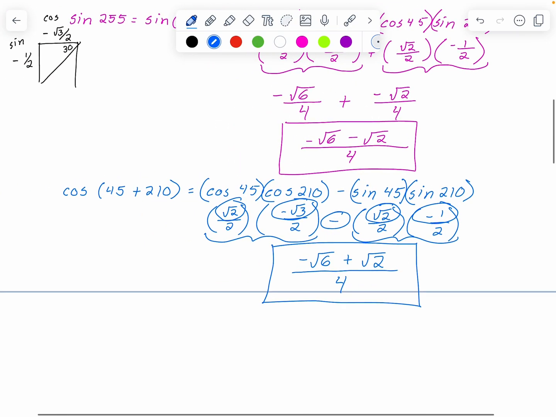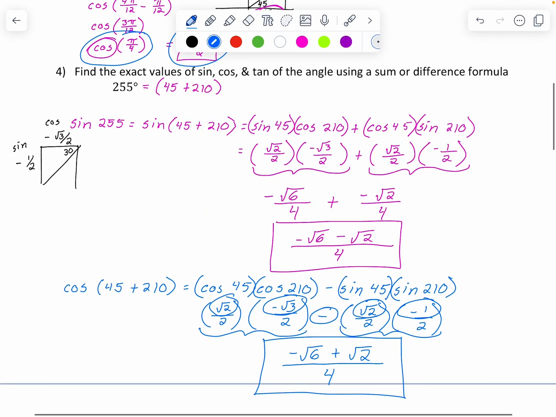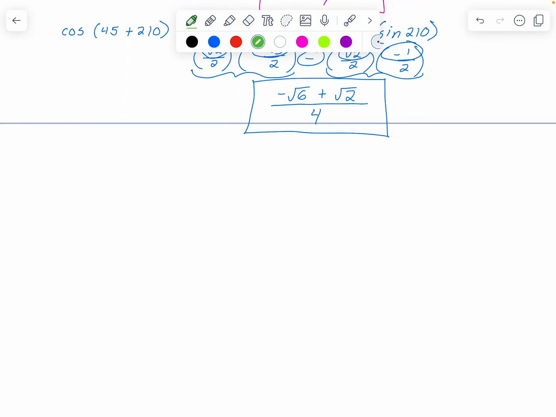Then the last thing that we have to do is our tangent. Now, for the tangent, we're going to use the same combination. We're still doing 255, which is going to be 45 plus 210. So then, for tangent of 45 plus 210, this is the one that can get a little bit yucky. So we're doing tangent of a sum. So when we look at our two tangent formulas, this is going to be the first one.